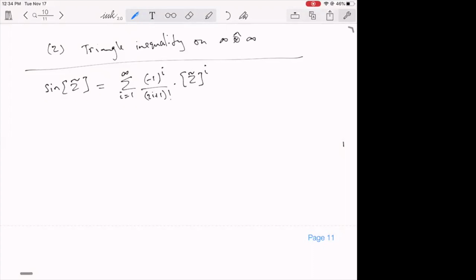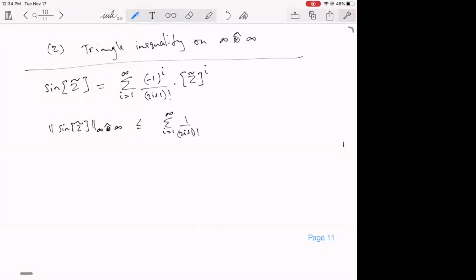Okay. Therefore, applying the two facts I mentioned, triangle inequality and the powering fact, we just get that the projective tensor norm of sine of Z tilde, infinity tensor infinity, is at most the summation i equals 1 to infinity of 1 over (2i plus 1) factorial.